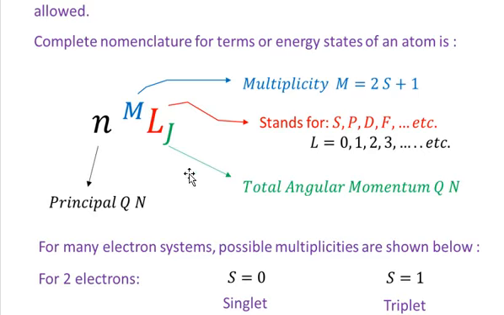And here I have capital J. Capital J is actually the total angular momentum quantum number of the atom. So you see that all the spectroscopic terms will be written like this. You need to specify the principal quantum number, the total angular momentum quantum number, the value of the orbital quantum number, and then of course the value of the spin quantum number, so that you can calculate the multiplicity capital M.